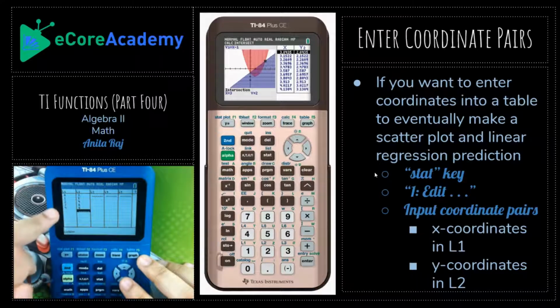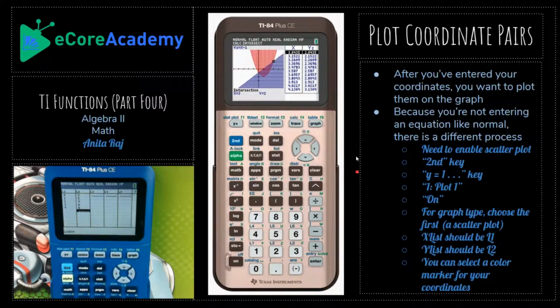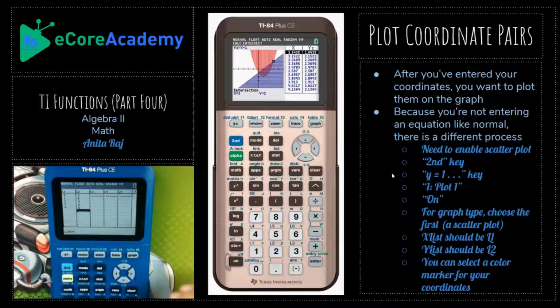So you've entered your coordinates. What do you do next? Next, you want to plot these coordinate pairs. After you've entered the coordinates, you want to plot them on an actual graph so you can see how they look, because we're not entering an equation like normal. In a normal equation, you would go to your y equals and then enter it. There's a really different process that you have to follow, and it might look a little bit long. I have it actually written out on the screen right now, and it's a little bit daunting, but don't worry, it'll actually come as second nature to you by the time you get used to doing the linear regression models.